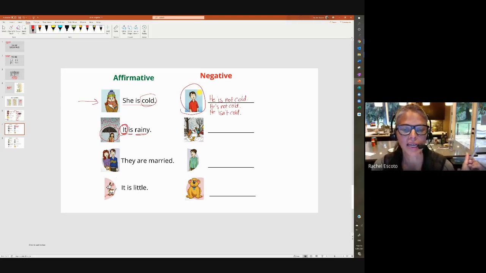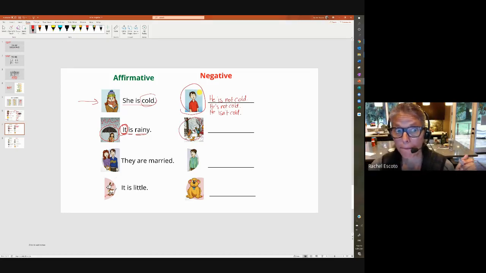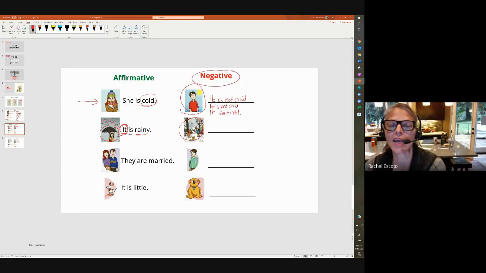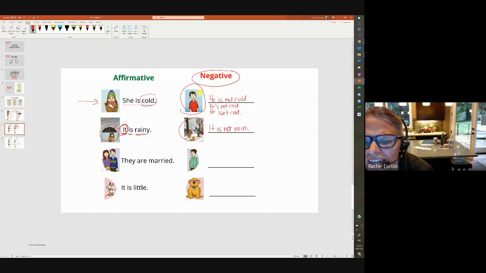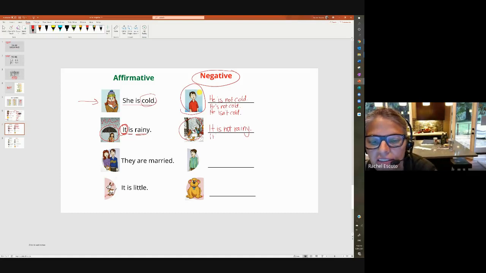So it is rainy. How about here? Affirmative would be it is snowy, right? But we want negative. We're looking for a negative sentence. So here we would say it is not rainy. We could also say it is not sunny, it is not cloudy. We could say anything. And we could have it's not or it isn't. Either one of those, okay?